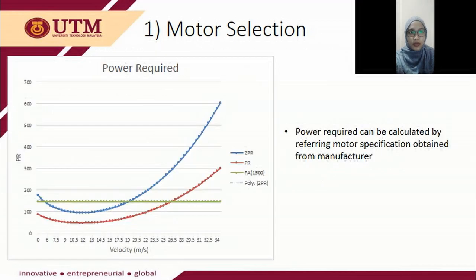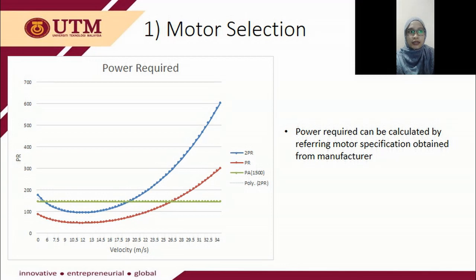After choosing the motor, we can obtain the motor specification from the manufacturer. From there we built the power required versus velocity graph for our aircraft. According to the power required graph, the design speed of our aircraft is 19.3 meters per second. In this case, we only refer to the 2PR curve to obtain the design speed for our aircraft, since 2PR is more realistic than PR.